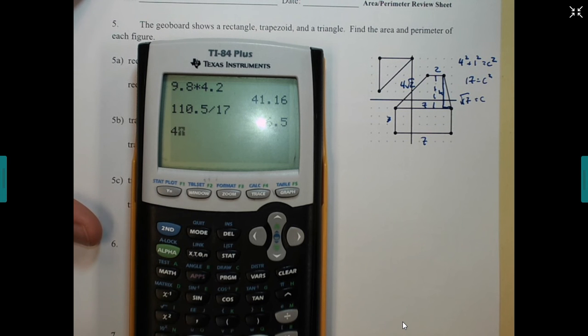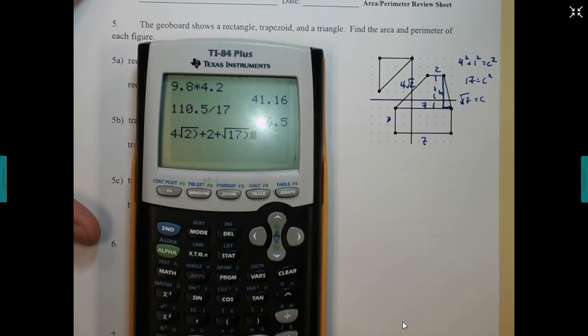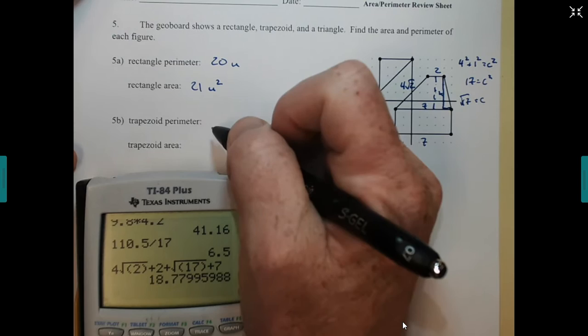I have 4 square root of 2 plus 2 on the top plus the square root of 17 on the right plus 7, which is the base on the bottom. I'm going to have a decimal. That's okay. I got about 18.8.